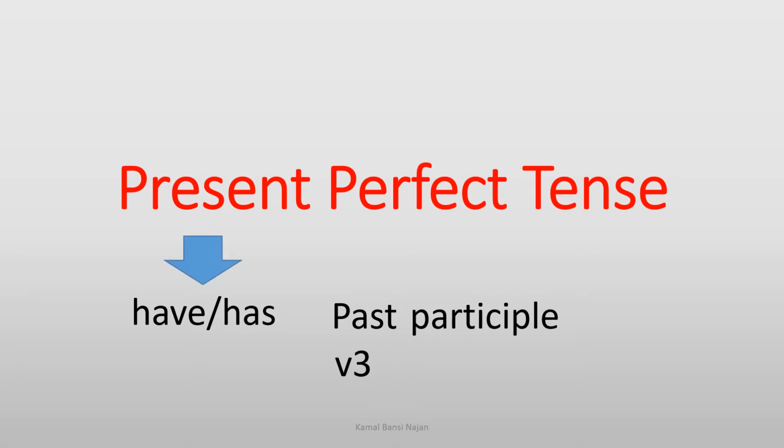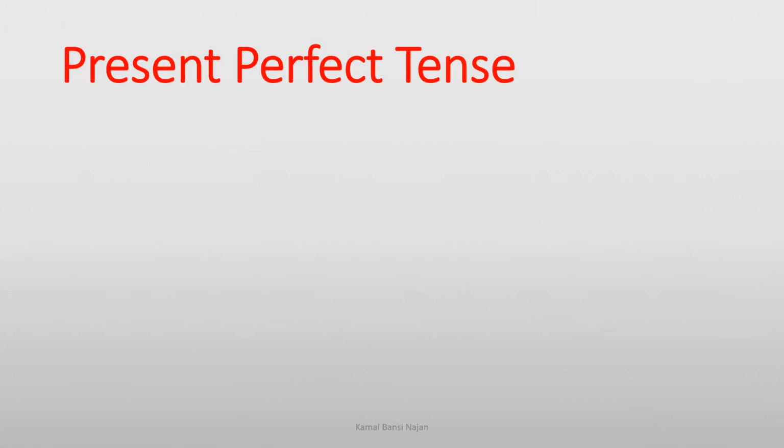We have to use have, has for present tense and we have to use past participle, that is verb 3, for this perfect tense. In present perfect tense, the actions happened in the present and those actions are completed. So this tense is very easy to understand.